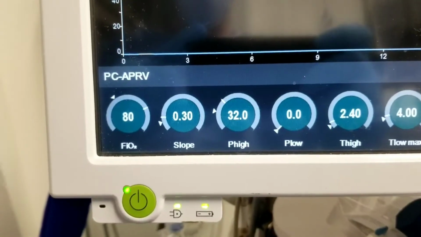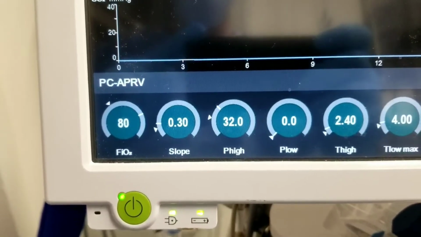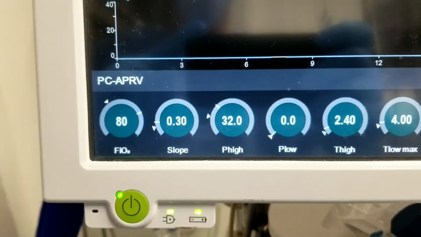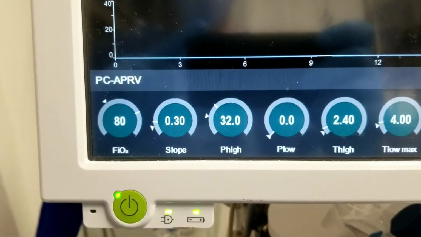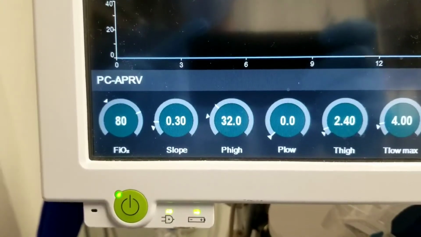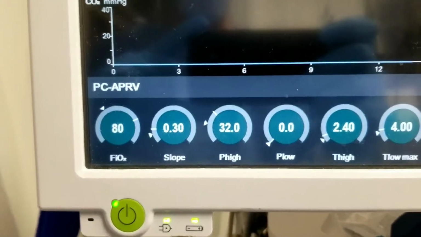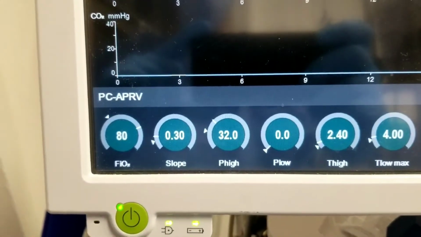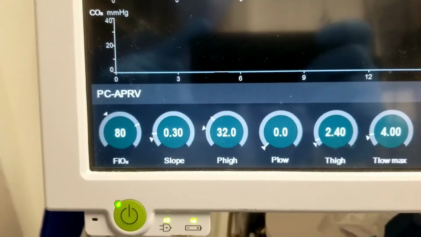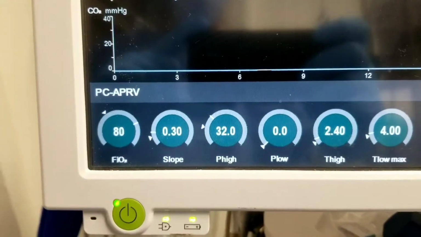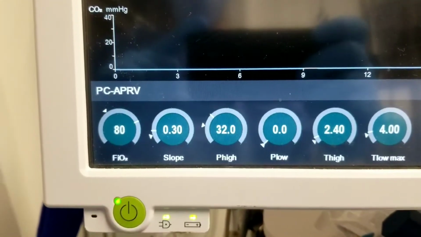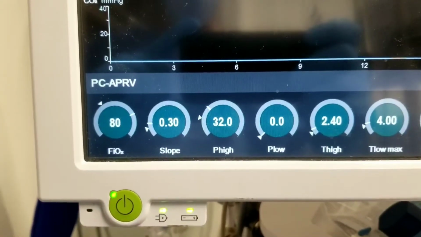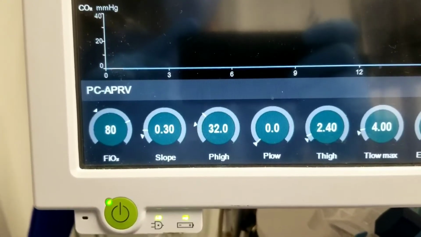Right now we've decreased it using the Pulmovista, and we have the tomography continuously going at the bedside while we wean down from 34 to 33 and then to 32. So let's go over to the Pulmovista and see what kind of information we can extract from the continuous tomography when we are trying to wean the Phigh in APRV.